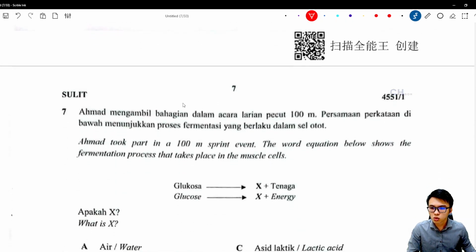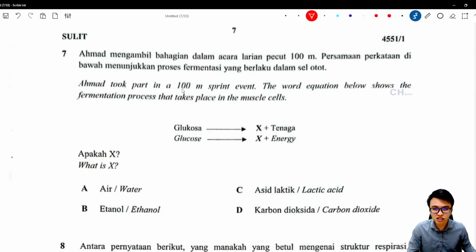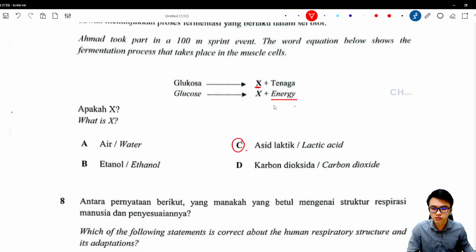Okay, next one, question 7. Ahmad took part in 100-meter sprint events. The word equation below shows the fermentation process that takes place in the muscle cell. Glucose, no oxygen. Can you see? On the left side, there's no oxygen as the reactant. So eventually, it will produce X and energy. Okay, so the answer here should be lactic acid, the formula that you guys need to memorize.